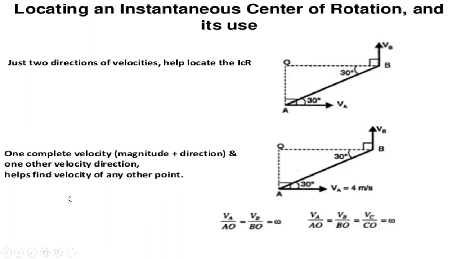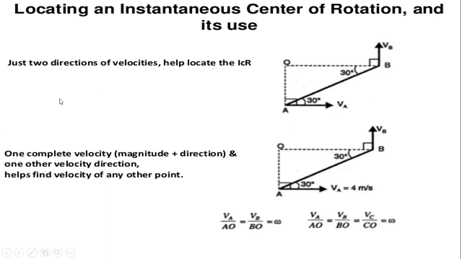And then one complete velocity. When you need a complete velocity, you need to have the magnitude and direction. So both magnitude and direction in the complete velocity, and one other velocity direction. This helps in finding the velocity of any other point.